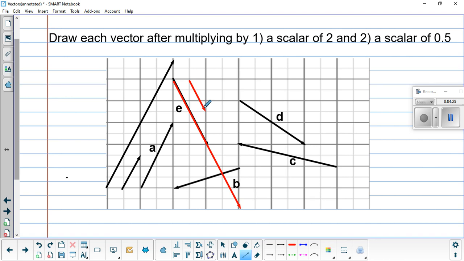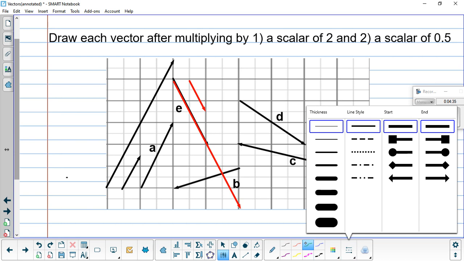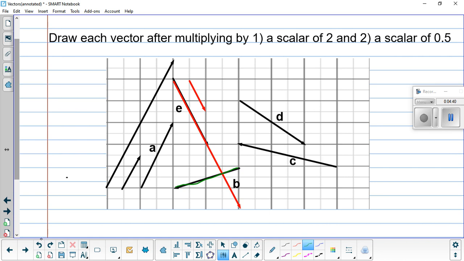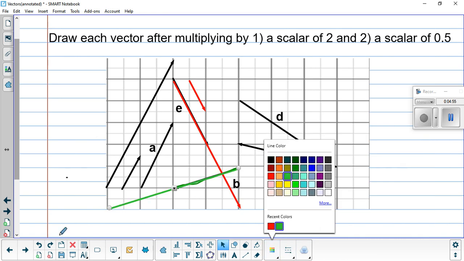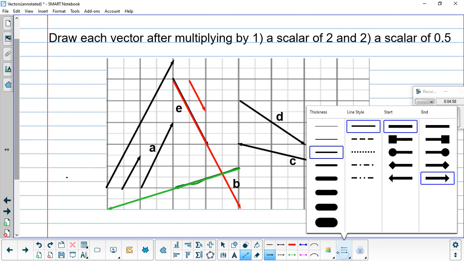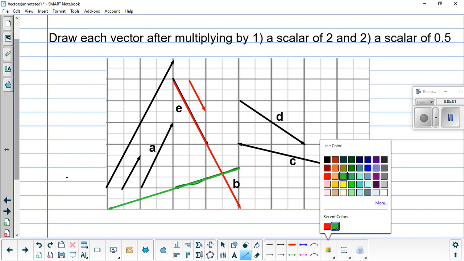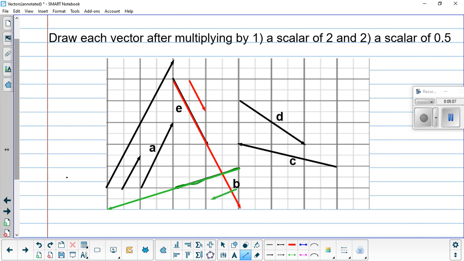So next, how about let's do B. I'll do this in green. So we're gonna double it. Oops, get my line and not just my pen. So we're gonna double it. So instead of there, we're all the way to the corner. Right. So that is our 2. And now we want half as big. So if we were 2 left and 1 down, we're going 1 left and a half down.